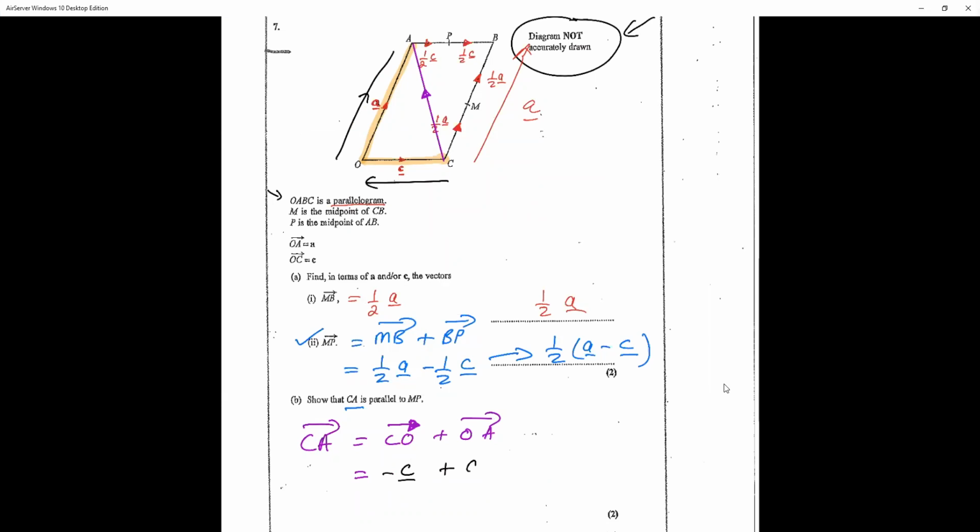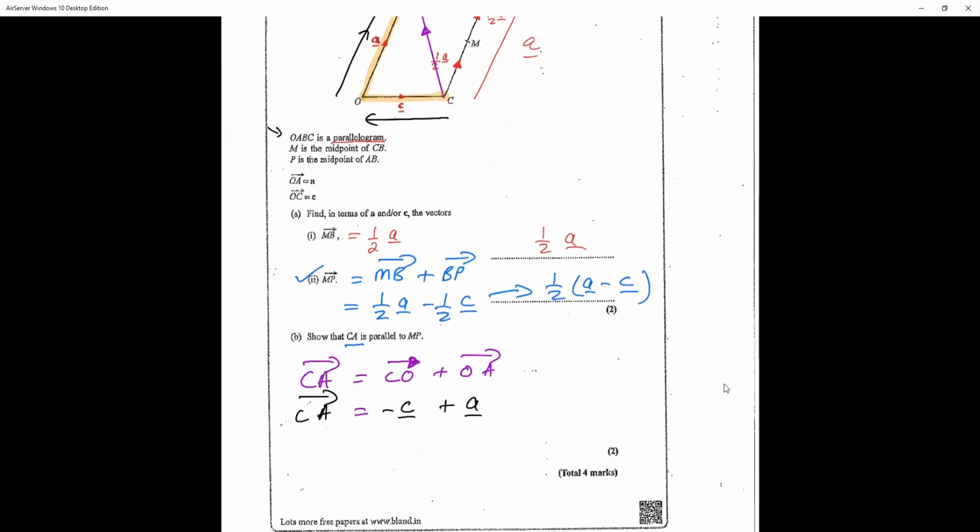Would it be minus A? It'll be plus A because you're going in the direction of A. It'll only be minus if you're traveling backwards, not in the direction that A is traveling in. So there you go, there's C to A. What do they want us to show? They want us to show that this vector here is parallel to this one here.